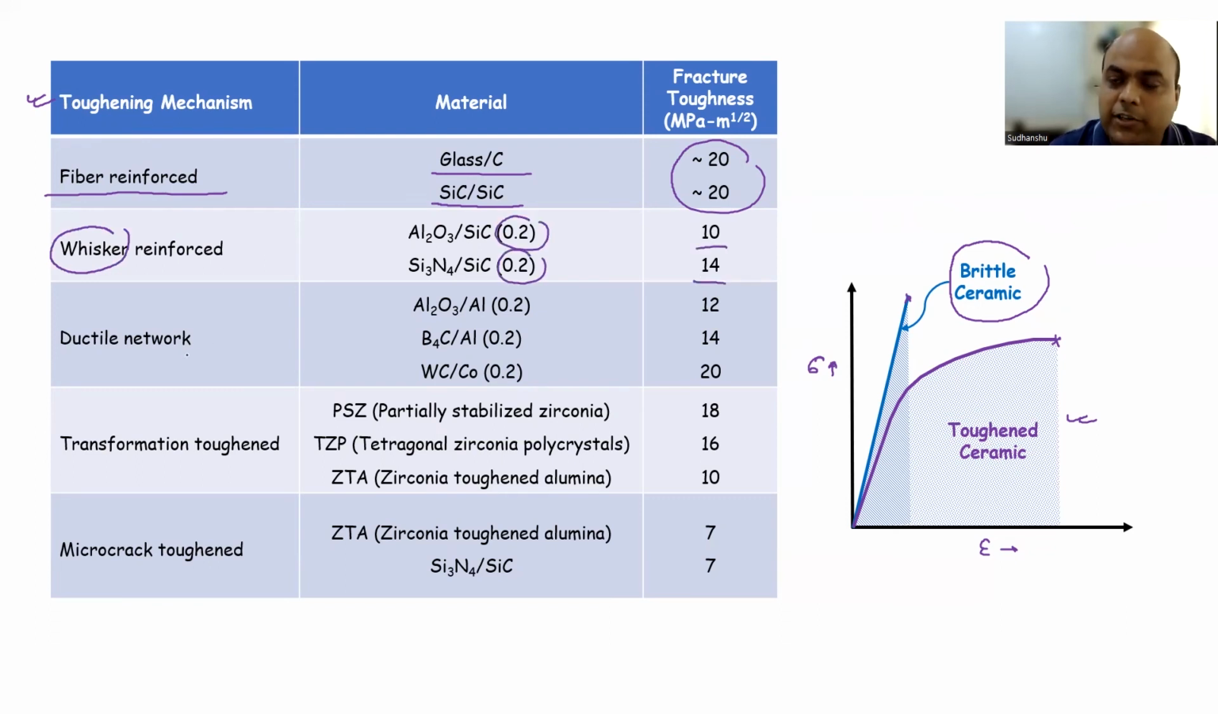Now you can have ductile phases, so alumina with aluminum as ductile phases. Transformation induced, so you can have partially stabilized zirconia, see the toughness, 18, right? It has improved, and all is happening because of the transformation from tetragonal phase to monoclinic phase locally, okay? Then you have tetragonal zirconia polycrystal, and zirconia toughened alumina is 10, so you are improving it because of the transformation.